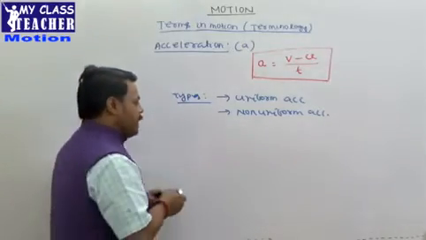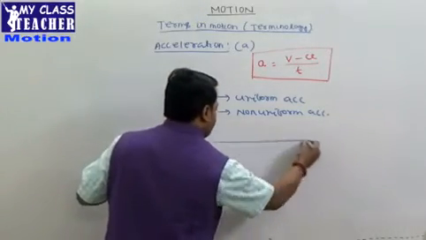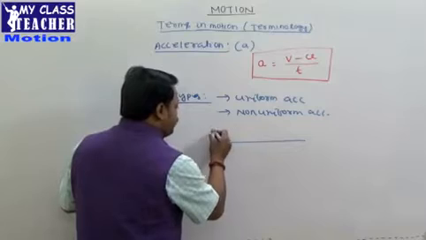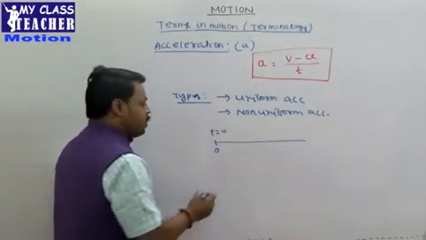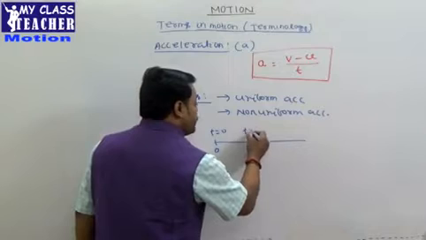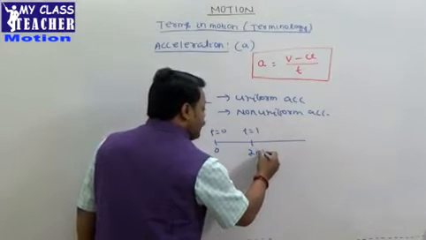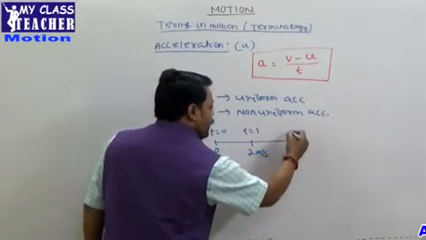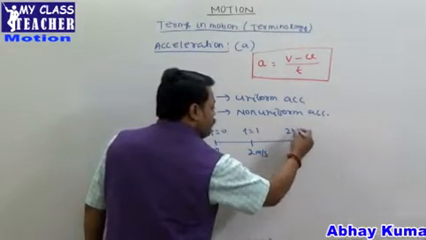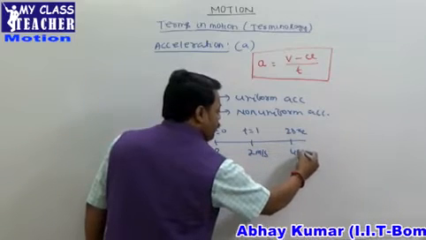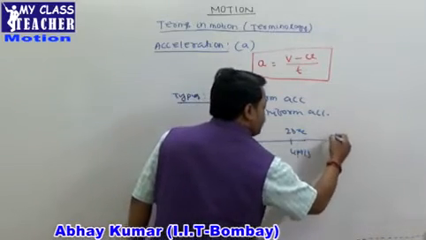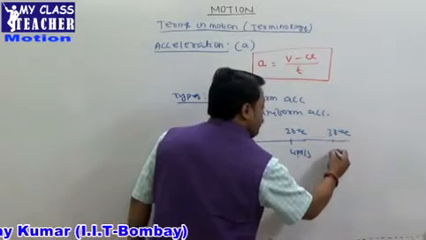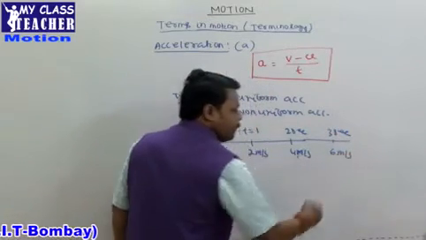For example, अगर मैं ग्राफ में यहाँ पर दिखाऊंगा, let us say at time t is equal to 0, initial velocity of a body is 0. After t is equal to 1 second, velocity is 2 meter per second. Again, after time t is equal to 2 seconds, the velocity is 4 meter per second. Again, after t is equal to 3 seconds, the velocity of a body is equal to 6 meter per second.